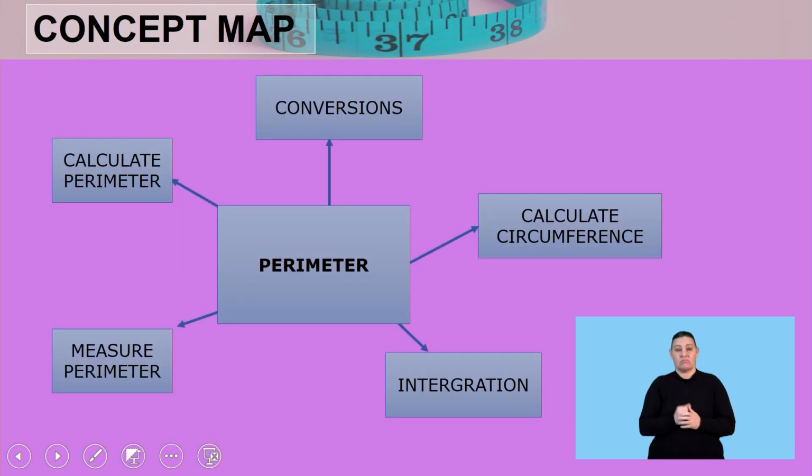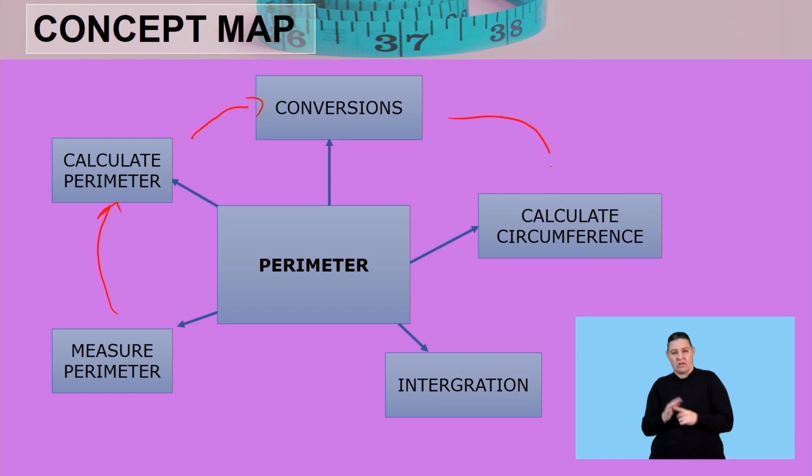So the concept map, and you see what I'm going to flow with today. We're going to start with measuring perimeter. There it is. We'll go to calculate perimeter, go to conversions, calculate circumference, and we'll end off with something called integration. You'll see when you get there.